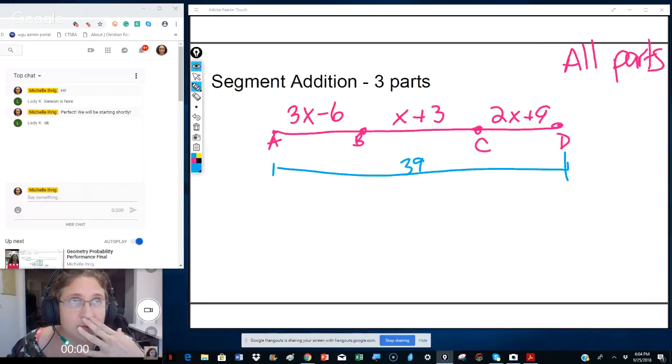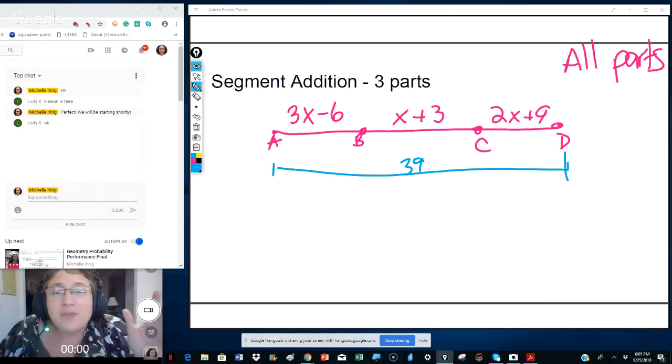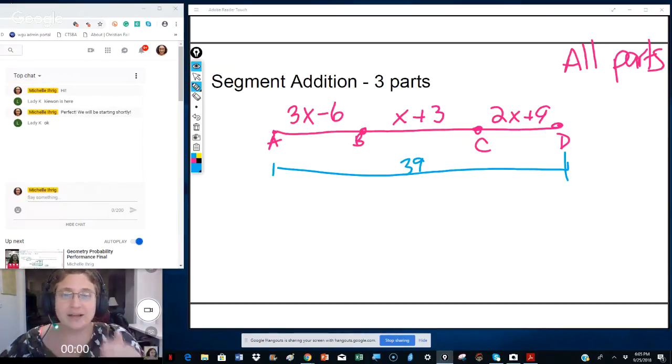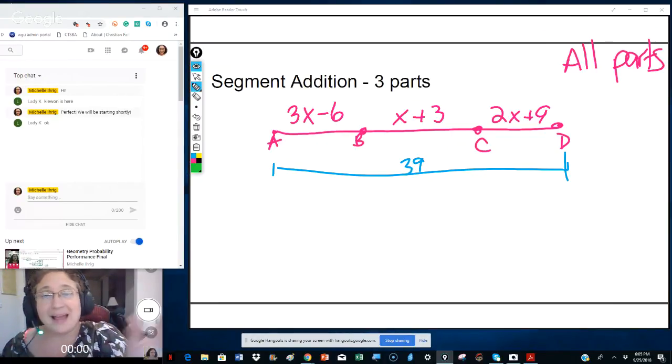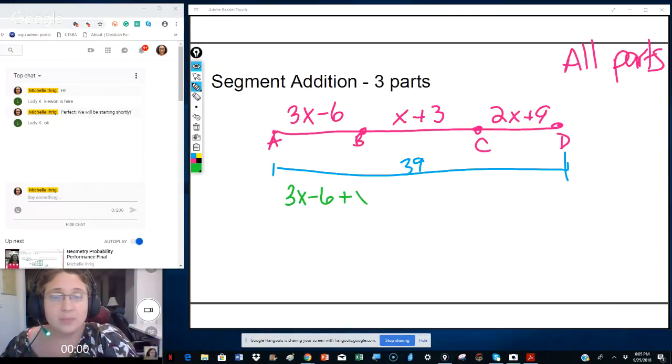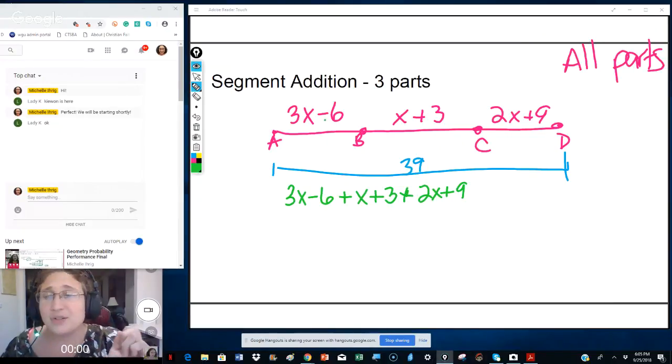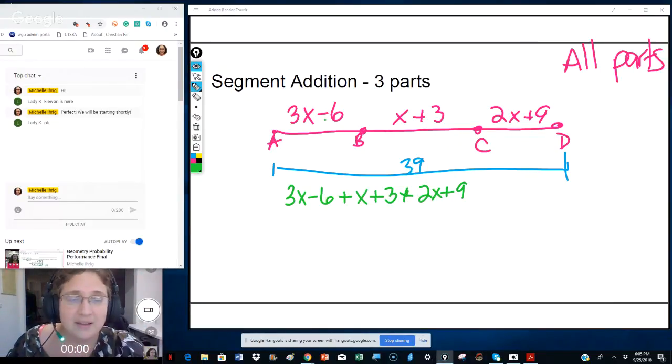So let's see, will this work? Yep, it'll work. So basically, same thing. All we're doing is adding up the parts. It's like I spent this much money at AB. I spent this much money at BC. I spent this much money at CD. So I'm going to add all of them up. So we've got 3x minus 6 plus x plus 3 plus 2x plus 9. Now, don't be a silly fool and be like, oh my gosh, there's a negative, things have to be subtracted. Not the case. All we do is we add all of the pieces together.